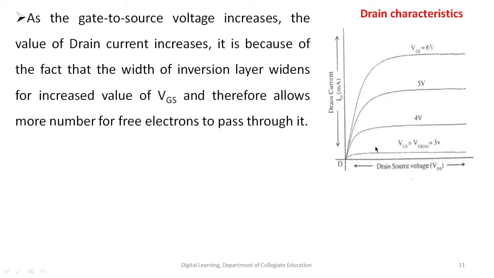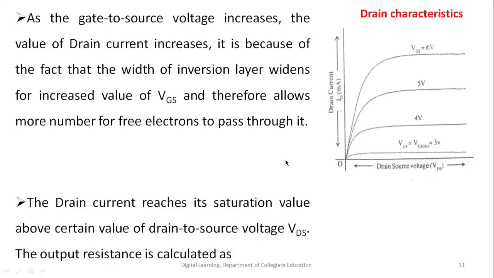through it. Why does it increase? As the width increases, the flow of free electrons increases, because the width of the inversion region has been increased. That's why the drain current is also increasing.